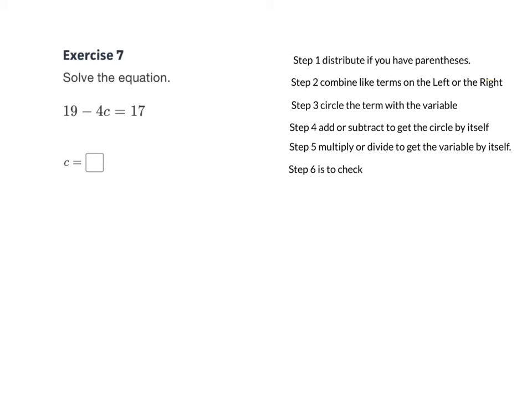Alright, let's take a look. Distribute if you have parentheses. No parentheses. Combine like terms. So we don't have any like terms. If we look over here, we can't put these together. There's no terms to put together there. So now we're on circle the term with the variable. To get that circle by itself, we're going to have to get rid of a positive 19. To do that, we're going to minus 19 from both sides.